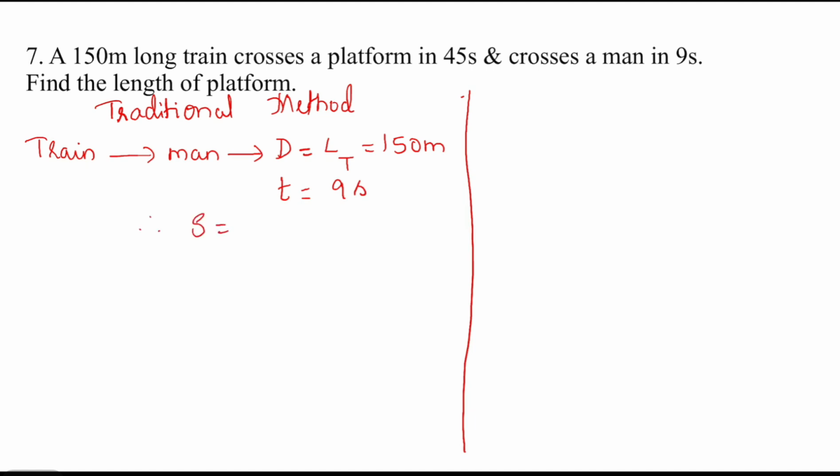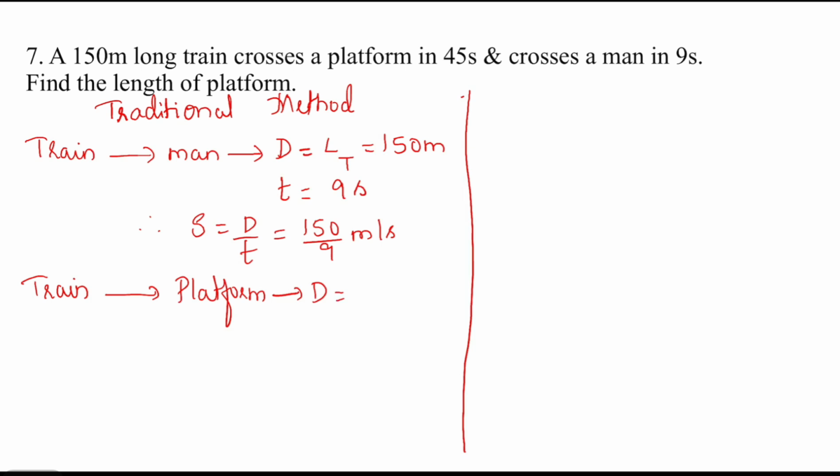Speed is nothing but distance upon time. So it is 150 meters divided by 9, in meters per second. Next, when the train crosses the platform, the distance is the length of the train plus the length of the platform. The length of the train is 150 meters, but we don't know the length of the platform, so let it be x.